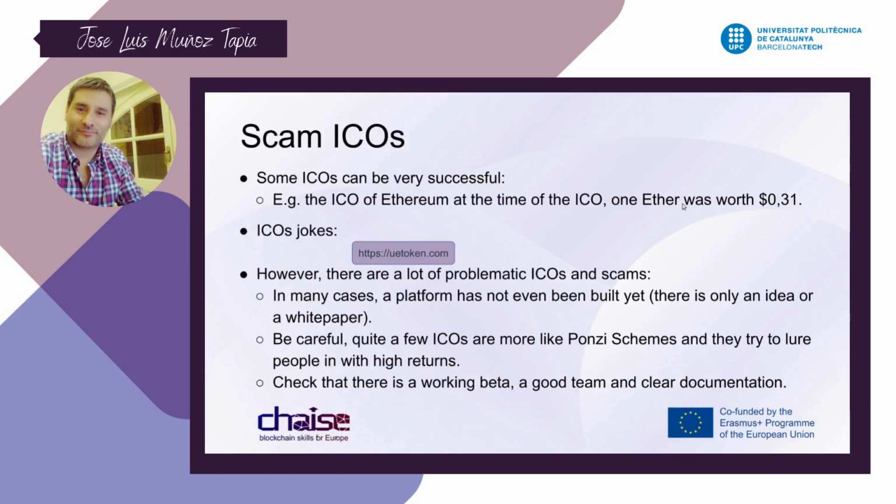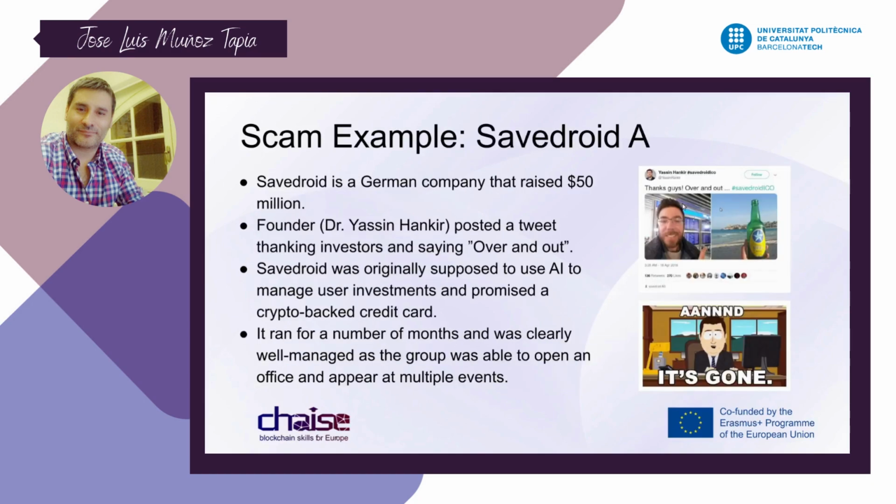As I said at the beginning, there was not much regulation in the field of ICOs, and there were different scams and problems. For example, Safe Droid was a company that raised 50 million, and the founder just closed the project and ran away with the money.